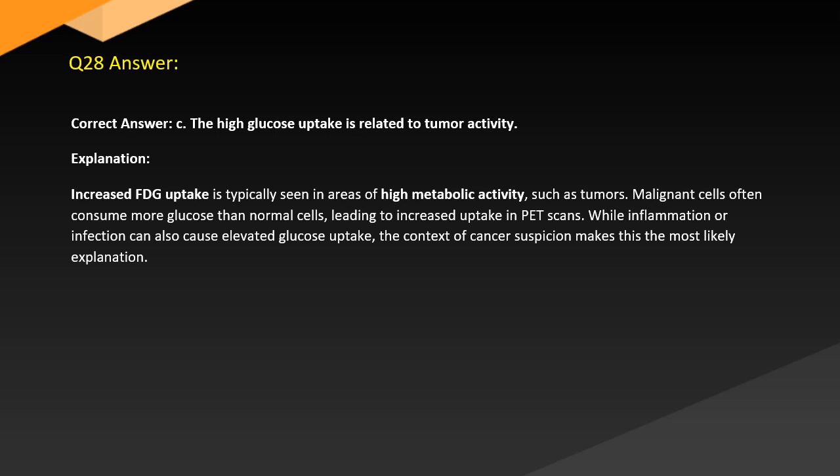Answer. Correct answer: C. The high glucose uptake is related to tumor activity. Explanation: increased FDG uptake is typically seen in areas of high metabolic activity, such as tumors. Malignant cells often consume more glucose than normal cells, leading to increased uptake in PET scans, while inflammation or infection can also cause elevated glucose uptake. The context of cancer suspicion makes this the most likely explanation.